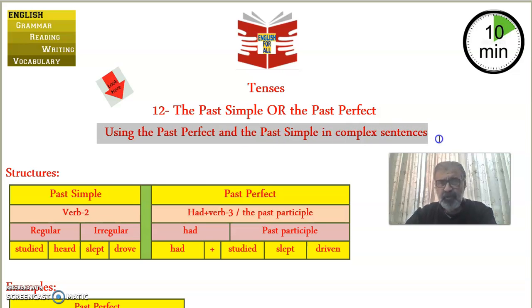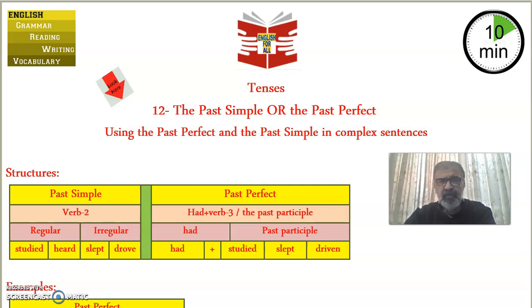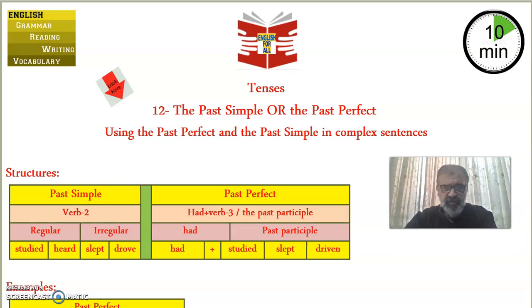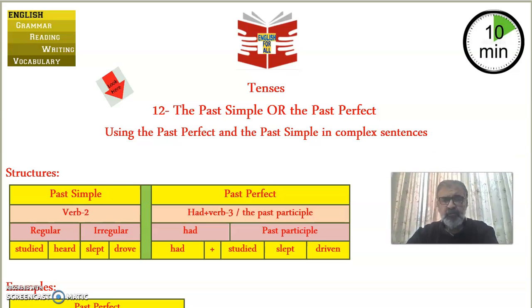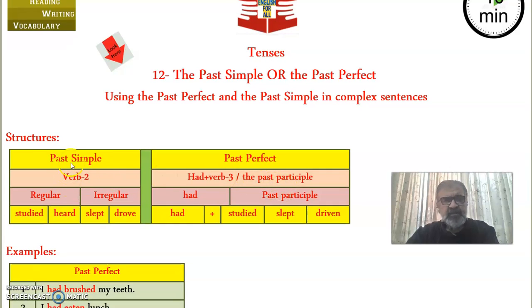Like I told you before, complex sentences are very crucial and important for communication and writing because they allow you to use more words and they provide you with depth and coherence to your communication or writing. Now let's start with these structures.